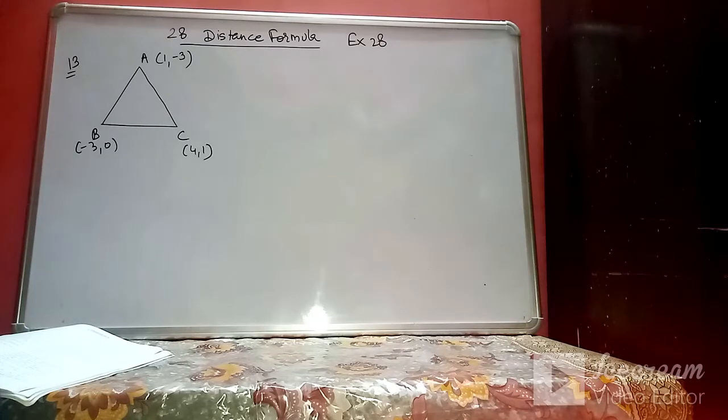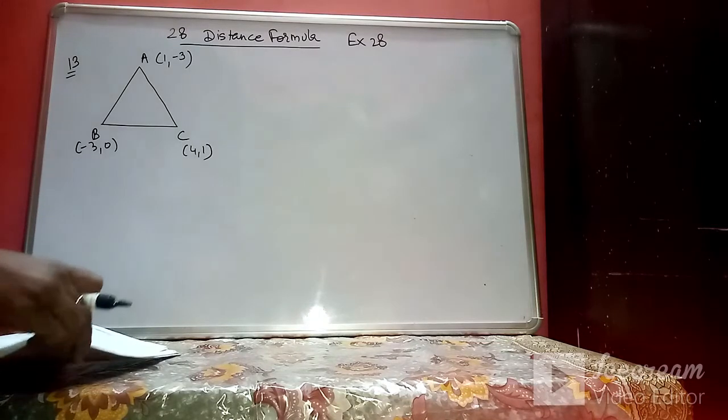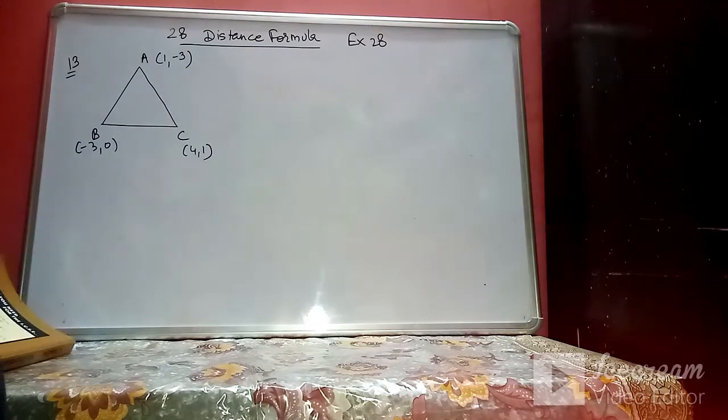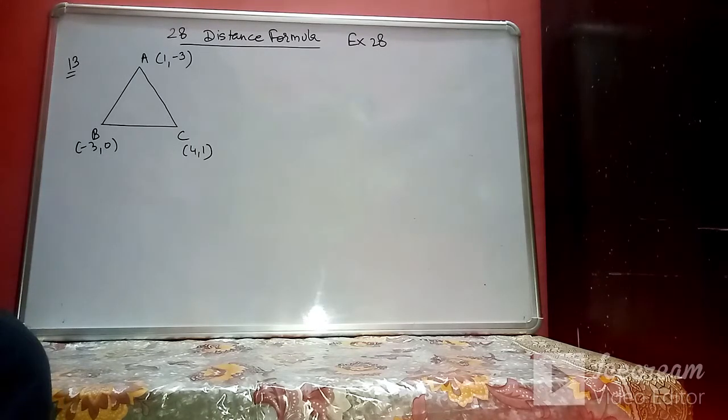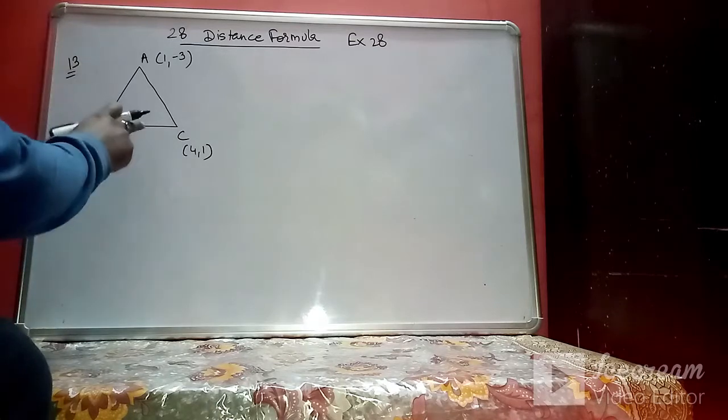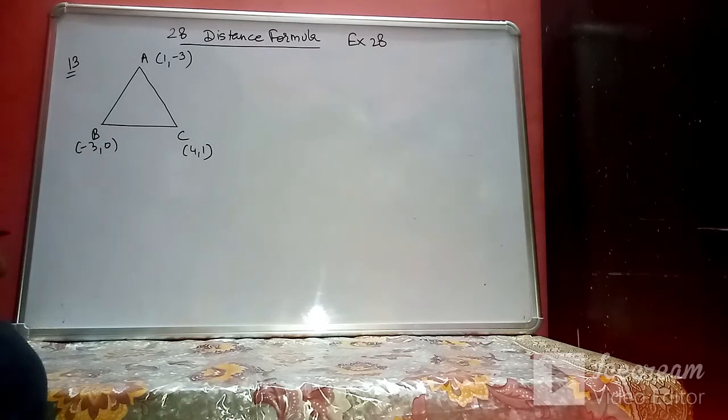it is given that we have to prove that the points A, B, C are the vertices of an isosceles right angle triangle, and then we have to find the area of the triangle. In this type of question, where we have to prove that the vertices are of a right angle triangle, first and foremost, I have drawn a rough figure, it is not an actual figure.